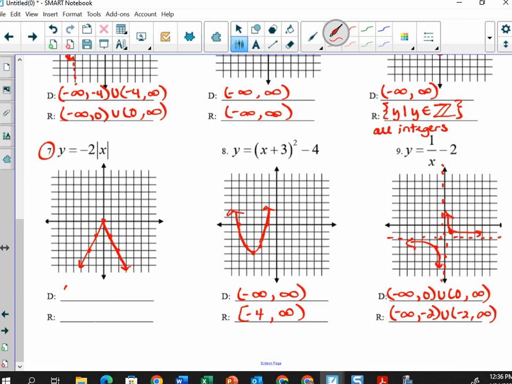Your domain, all real numbers, -infinity to infinity. What's the range of this one? Bracket 0 would mean 0 and up. Oh, to negative, I agree. Can we go from 0 down to -infinity? Or how should I write it? Always go in order from bottom to top. So -infinity to 0. Is it bracketed? It is a bracket, yes.